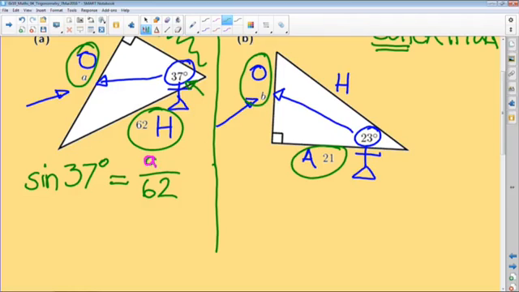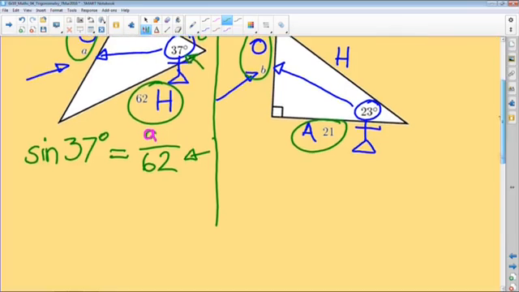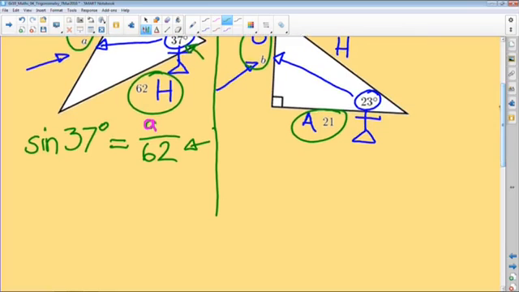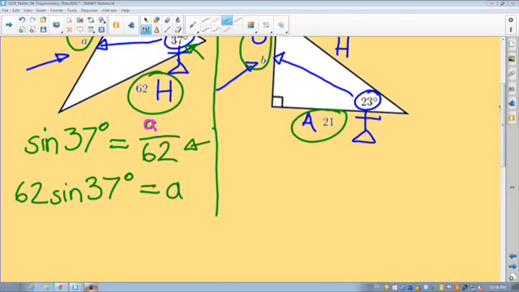So we need to get rid of the 62 and have A all on our own. The way we're going to do that is, 62 is dividing on that side, so when we move it over, it's going to multiply. So that gives us 62 times sine of 37 degrees is equal to A. And I'm not sure about you, but I definitely can't do this in my head.